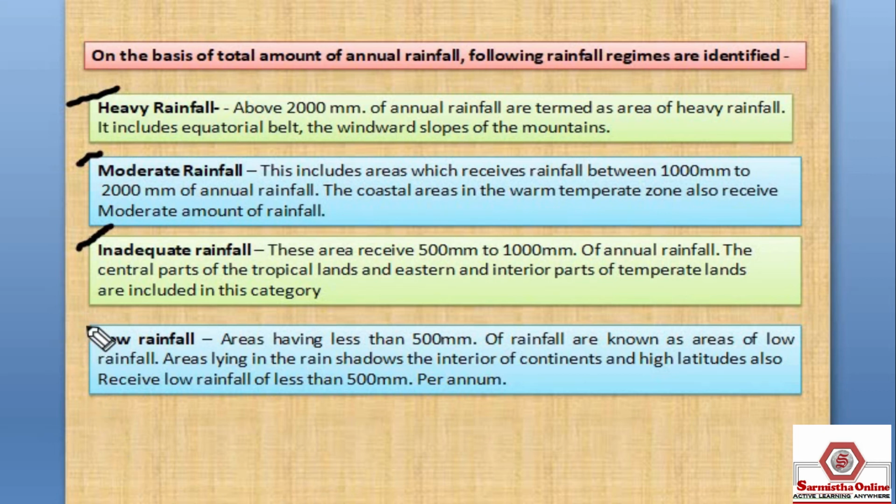And the low rainfall zone, these are the areas having less than 500 millimeter rainfall and are known as areas of low rainfall. Areas lying in the rain shadows and the interior of the continents and high latitudes also receive low rainfall of less than 500 millimeter per annum.